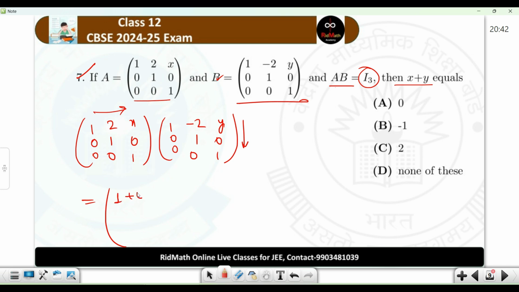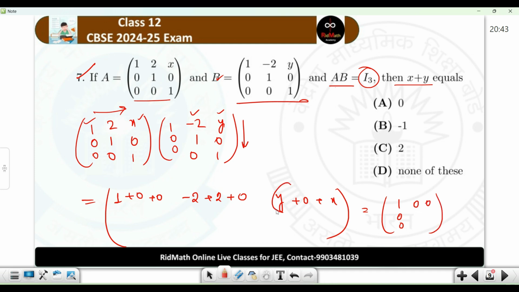and 0, 0. Next, first row second column, minus 2 plus 2, that is 0. Next, first row third column, y plus 0 plus x. So this is equal to I3, 1 0 0, 0 1 0, 0 0 1. So that means x plus y, this is first row third column and this is first row third column, so x plus y is equal to 0. That means option A is correct.